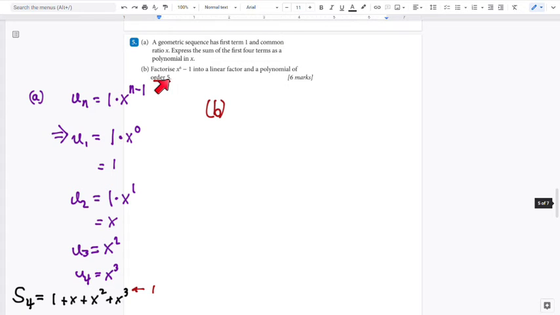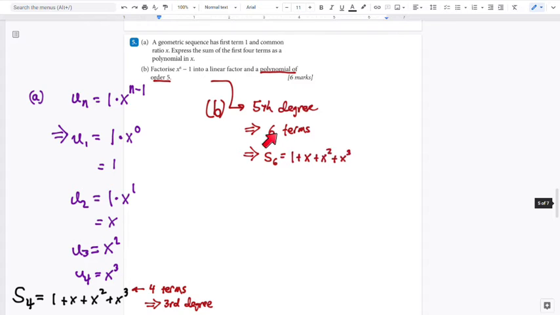If they say polynomial of order 5, I can go back here and say, well, when I added 4 terms, it was a third degree polynomial. It follows that 5 terms is going to be a fourth degree polynomial. And likewise, we would expect a fifth degree polynomial for a 6-term polynomial. So for s sub 6, again, I don't necessarily need to use my geometric series addition formula. Instead, I can just generate the sum as this specific polynomial. So 1 plus x plus x squared plus x cubed, and so on. Again, this is a fifth degree polynomial.